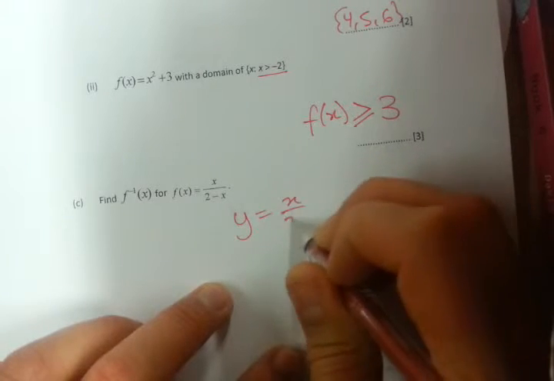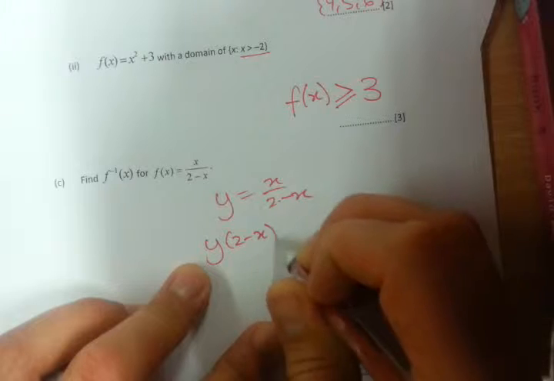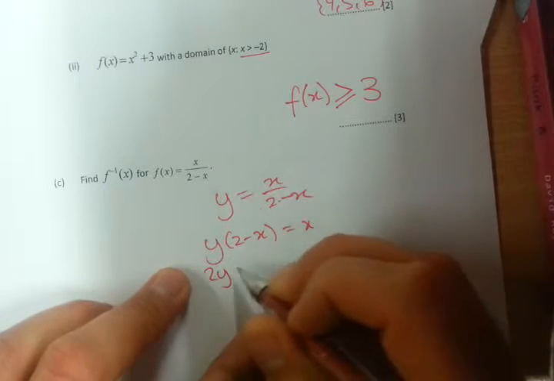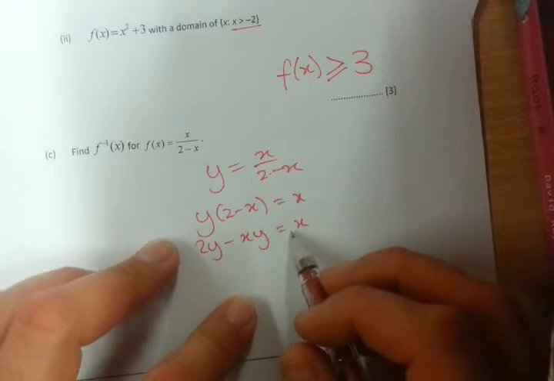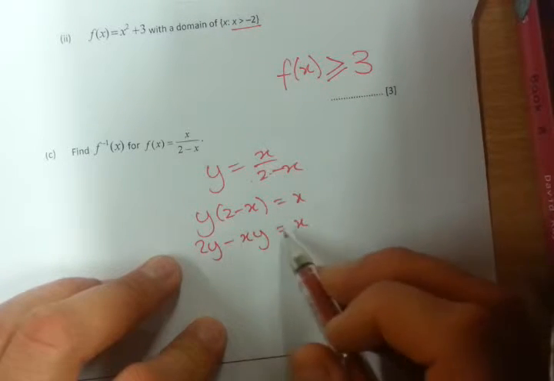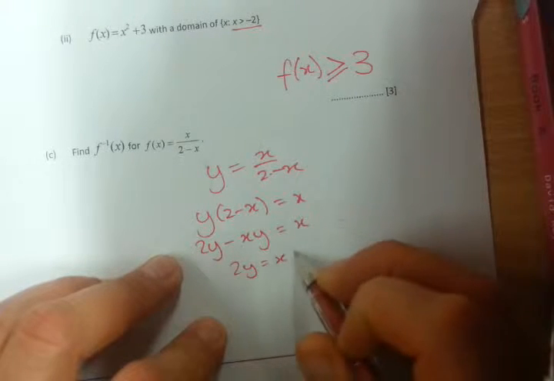We say y equals x over 2 minus x. We've got 2 x's, so making x the subject is awkward. We multiply that 2 minus x over. We expand. And then it's not obvious, but we want to get the x's together and the y's on the other side. So we can bring, actually the easiest way is to bring this over to this side. So we say 2y equals x plus xy.